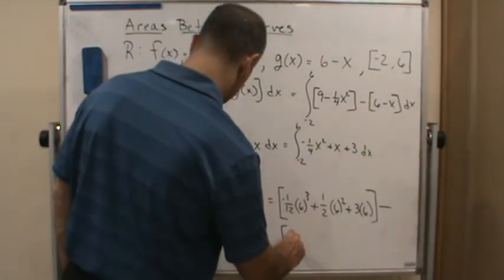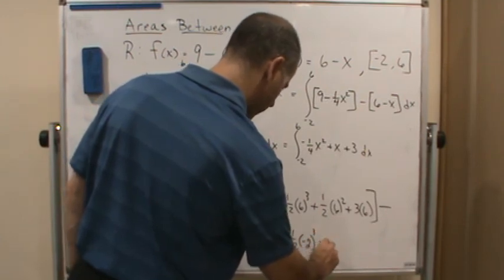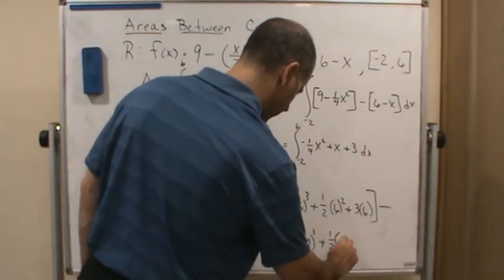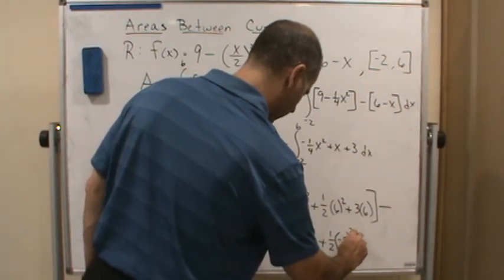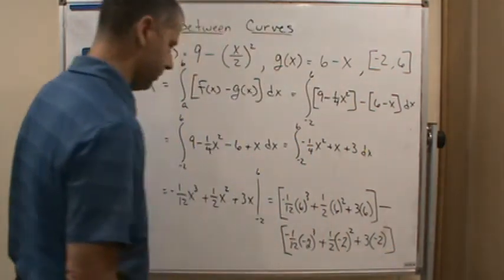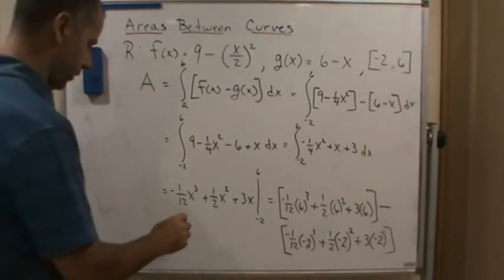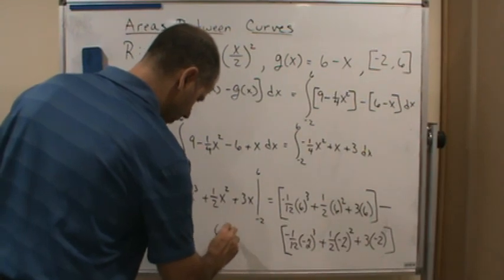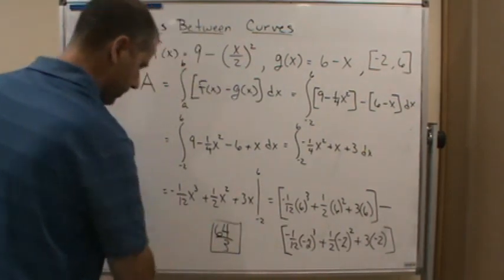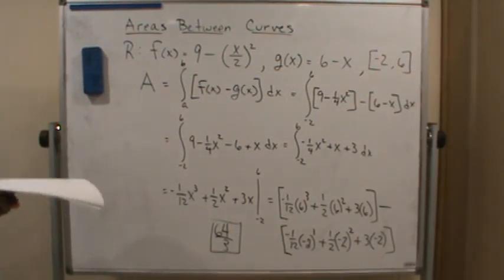So it's going to be negative 1/12 times (-2) to the third power plus 1/2 times (-2) squared plus 3 times -2. Again, just be careful when you're doing this. And then the answer becomes 64 thirds when you do that. So make sure you get 64 thirds, and we're done. The only difference between this one and the last problem is that in this problem we had to find the closed interval that we needed to integrate over. Okay, that's it. Have a great day.